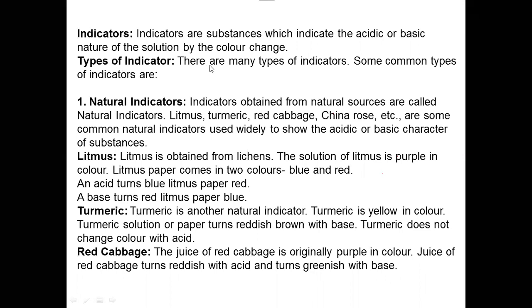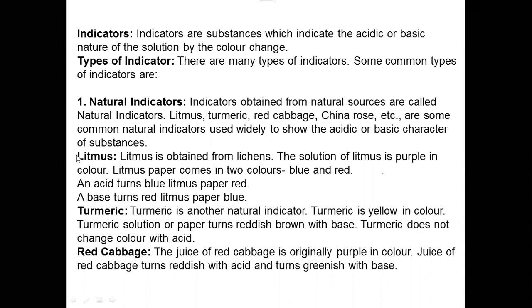Now, there are different types of indicators. Some common types of indicators are: one is natural indicators. These are obtained from natural sources, therefore they are called natural indicators. Litmus, turmeric, red cabbage, and China rose are some common natural indicators used widely to show the acidic and basic character of substances. Now, one by one, we will study in detail.